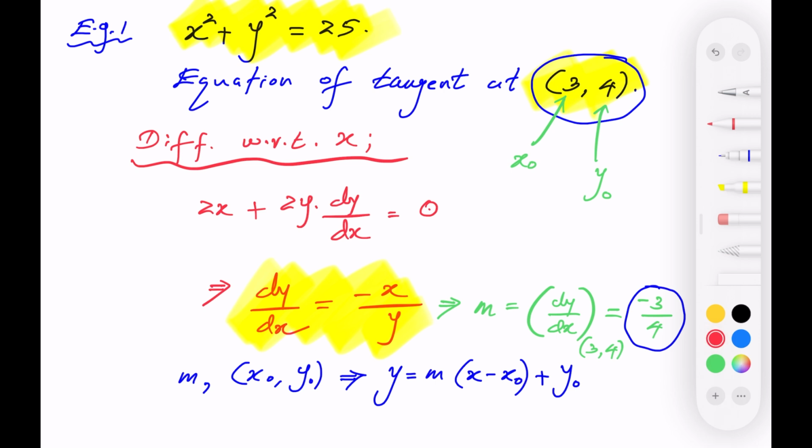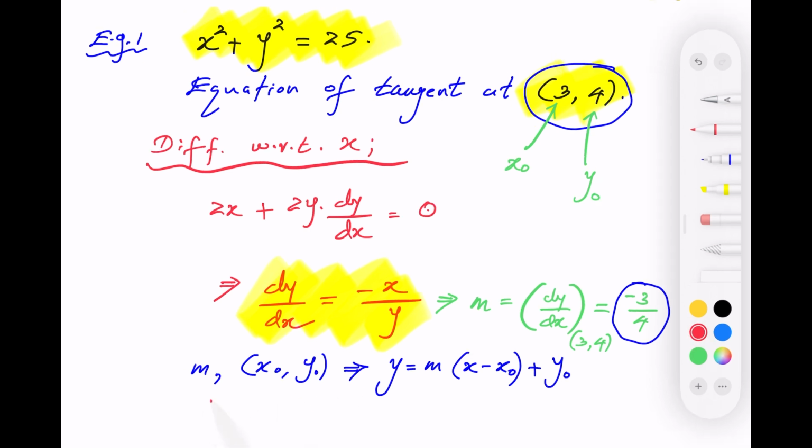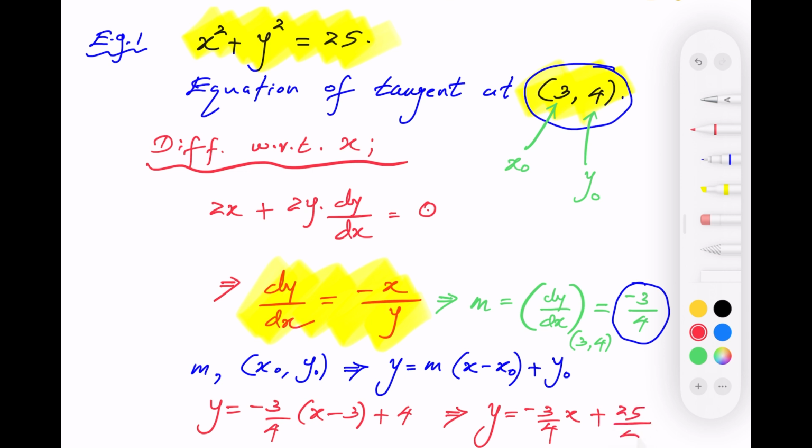Therefore, the equation of the tangent should be y equals negative 3/4 times (x minus 3) plus 4. You need to simplify this equation a little bit and write it as a nice final answer. It will be y equals negative 3/4 x plus 9/4 plus 4, which is going to be equal to 25 over 4. That's a complete answer for this problem.